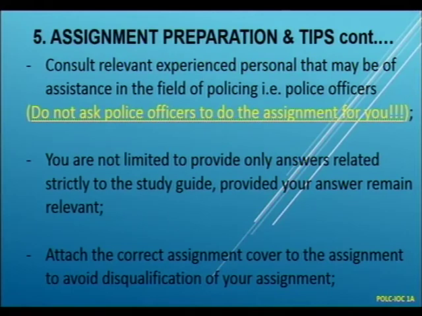What we are trying to do here is for you to understand what is happening, and if you don't understand, rather ask than having someone else do the assignment for you. That will mean that you would not know anything in the end.